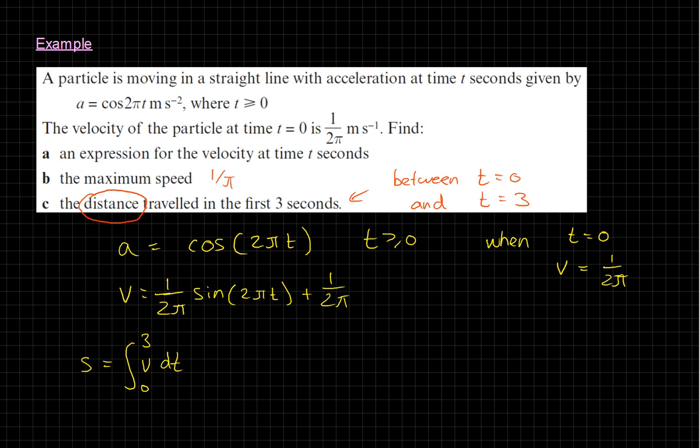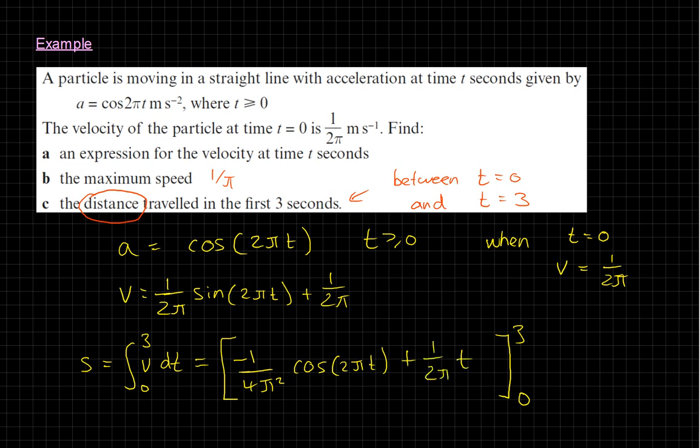Right, so let's actually get on with this integral. So we're going to find the integral of velocity between 0 and 3. What's that going to be? So I'm actually integrating this thing, right? Let's put it in square brackets first. Between 0 and 3, we're going to get 1 over 4 pi squared times minus cos of 2 pi t, plus 1 over 2 pi t.